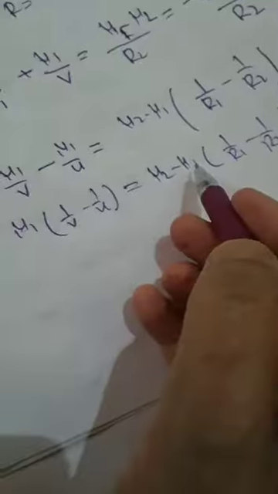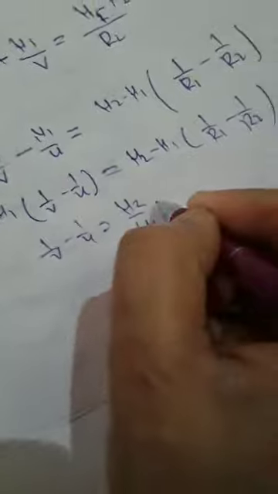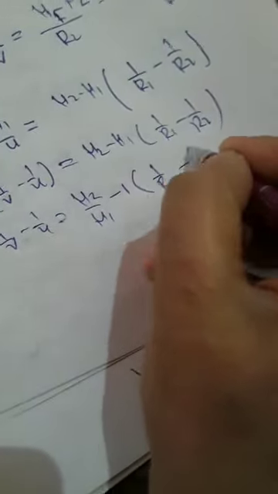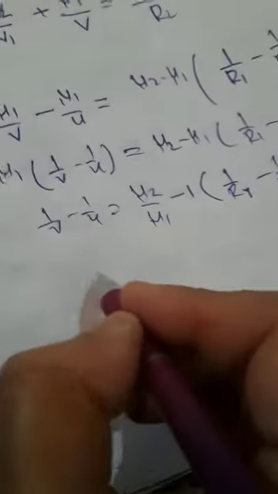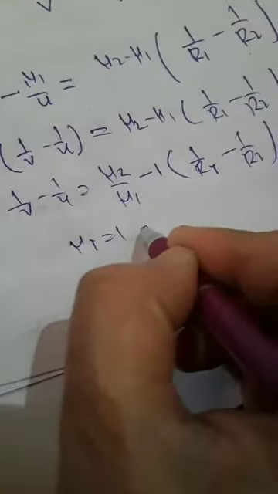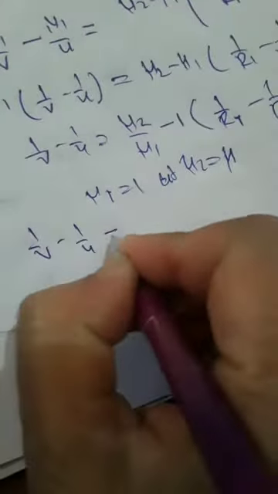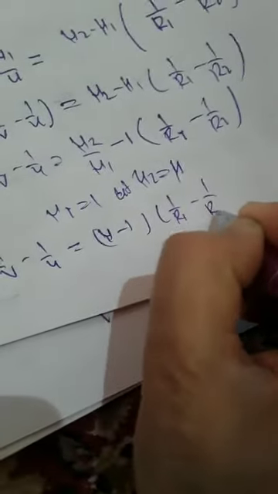When I divide this equation 1 by v minus 1 by u, it becomes mu2 divided by mu1 minus 1, and mu1 cancels, giving 1 by r1 minus 1 by r2. We know that mu1 is equal to 1 because it is the refractive index of air. Let mu2 be equal to mu, the refractive index of the lens. So 1 by v minus 1 by u is equal to mu minus 1 times 1 by r1 minus 1 by r2.